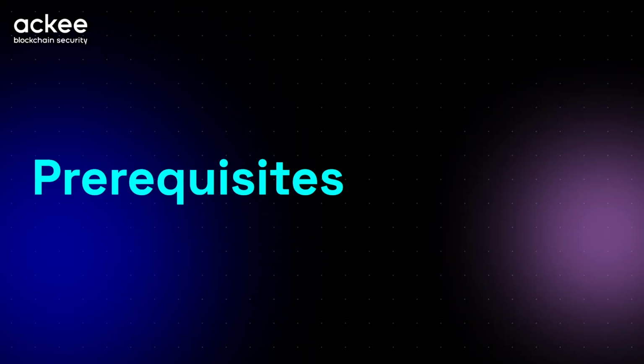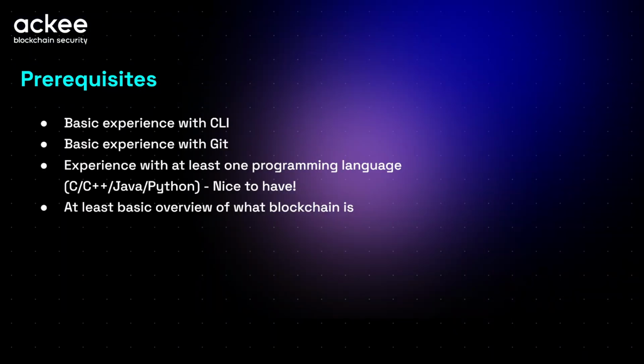Now we can move to the prerequisites. There are a few nice-to-have things we think might be really helpful. The first one is basic experience with CLI, the command line interface, which can be really helpful during the course. Then at least some experience with Git, so I think during the course you will need git clone, git commit, and git push. If you are familiar with these 3 commands, I would say that's enough.